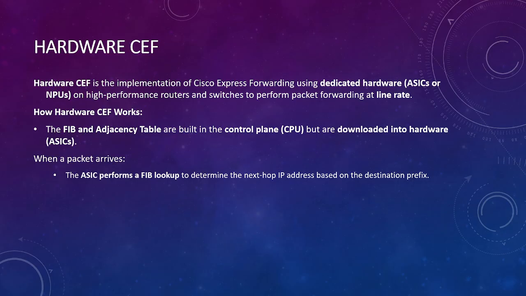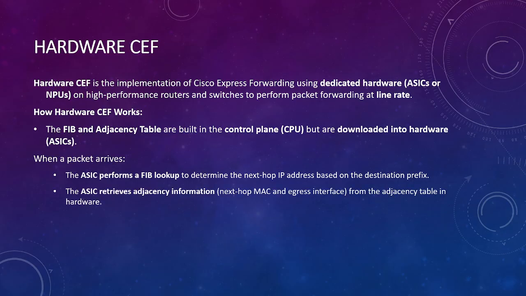So when the packet arrives, the ASIC performs a FIB lookup to determine the next hop IP address based on the destination prefix. The ASIC retrieves, as we mentioned earlier for software CEF and process switching, the adjacency information, that is the next-hop MAC and the egress interface, from the adjacency table.